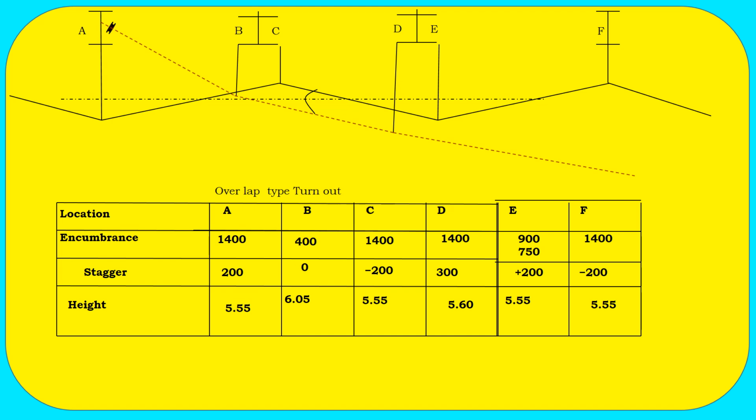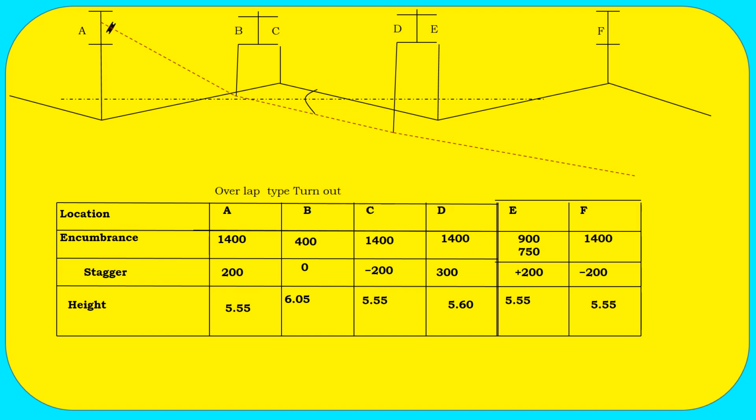Here the adjustment is very accurate. It must be very accurate. Otherwise, there is a chance of pantograph entanglement. Most of the OHE failures happen here. So be careful. You see the data for A.